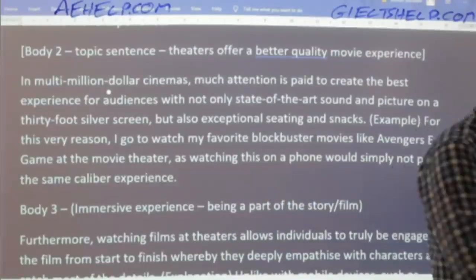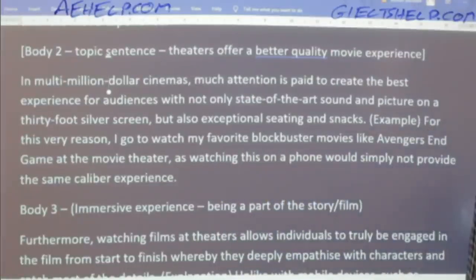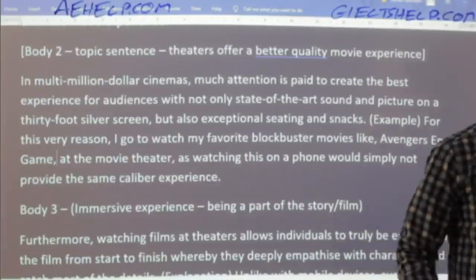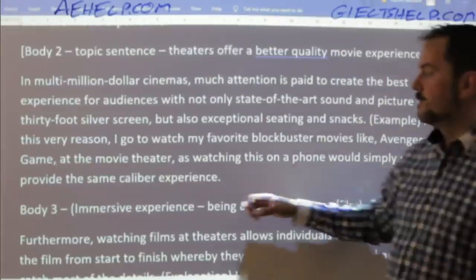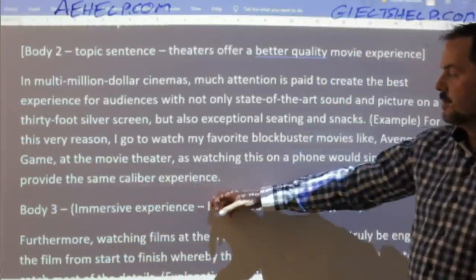Okay, that's an additive clause. So again, I'm catching lots of common mistakes here. The reason why is because I've already reviewed it while writing, of course. As watching this on a phone would simply not provide the same caliber experience.